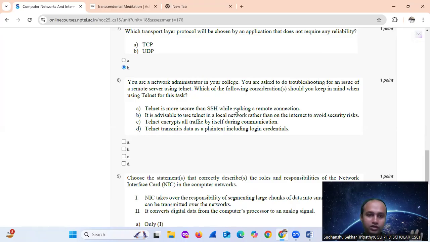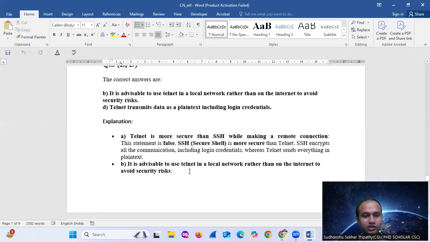सो माइंड में रखोगे कि हम टेलनेट यहाँ पे यूज कर रहे हैं. ओके. सो क्या होगा इसमें? देखो पहला ऑप्शन है टेलनेट इज मोर सिक्योर देन एसएसएच व्हाइल मेकिंग रिमोट कनेक्शन. ये फॉल्स है क्योंकि एसएसएच इज मोर सिक्योर नॉट टेलनेट. सो ये फॉल्स हो जाएगा. तो ये फॉल्स हो गया. तो करेक्ट क्या है? एसएसएच इज मोर सिक्योर देन टेलनेट.